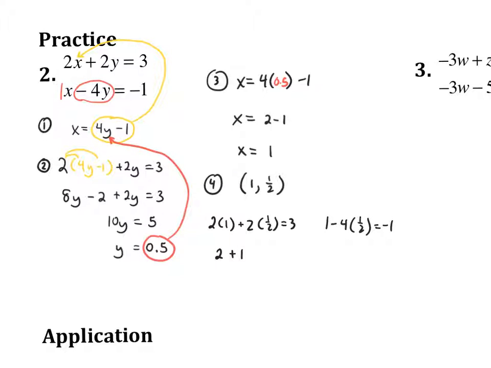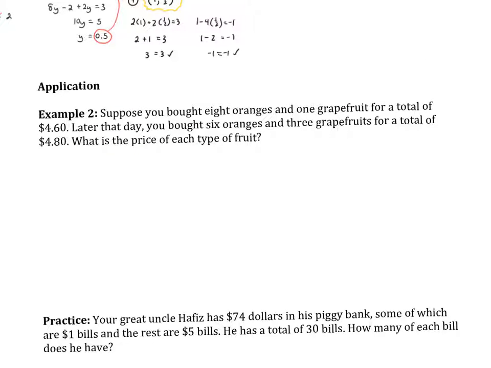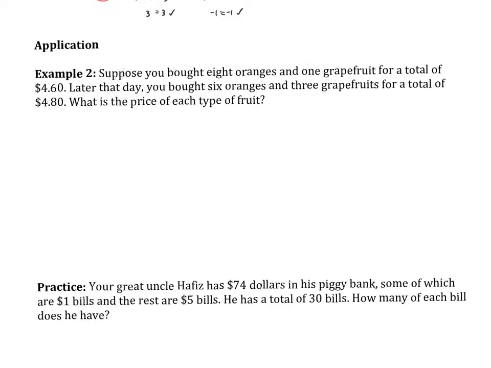So here I get 2 plus 1 equals 3. 3 equals 3, and it's a check. Here I get 1 minus 2 equals -1. -1 equals -1. It's a check, so let me commit to it. And there's my solution. Now let's look at an application of how this can be used.